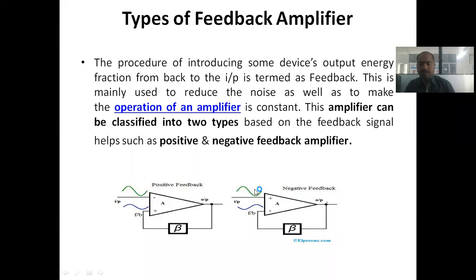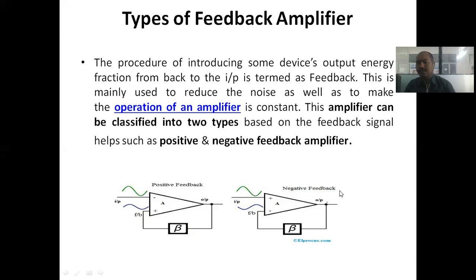If the input signal and the feedback signal are out of phase, that type of feedback is called negative feedback. Normally, due to the use of negative feedback, the gain of the amplifier is reduced. It causes the gain to be less, and it is used in the case of an amplifier.